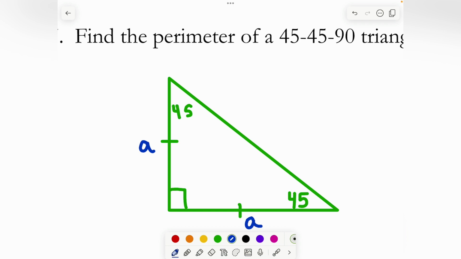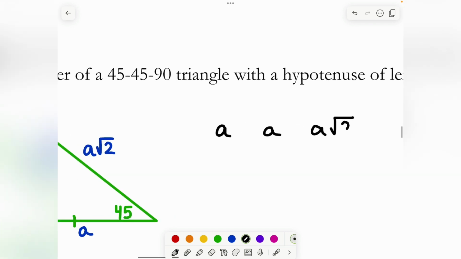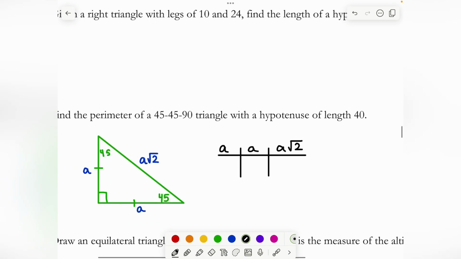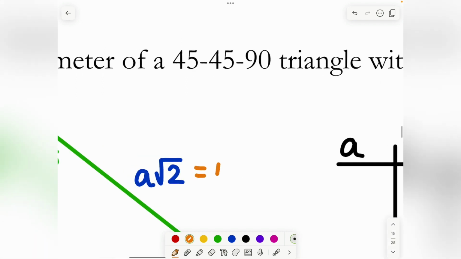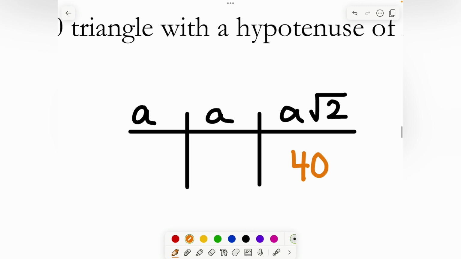Remember that this is a 45, 45, 90, which has the pattern A, A, and A root 2. I do think it's helpful to make that chart. We've talked about it before. And it does say that the hypotenuse has a length of 40. So that's this one. So A root 2 is 40.